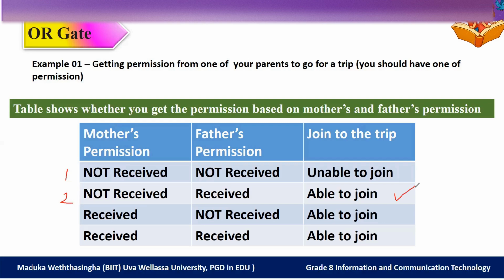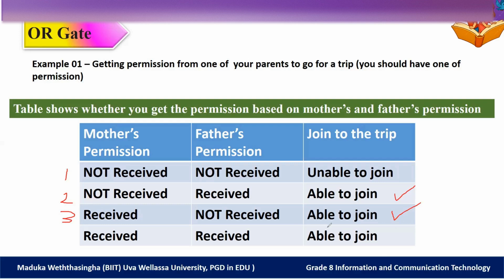The next time, mother said yes. Putta, you can go. But father said, no, you can't go. But at least, what is your teacher's condition? Omashi, you should have at least one permission. It means Omashi got her mother's permission. Then Omashi can join the trip.